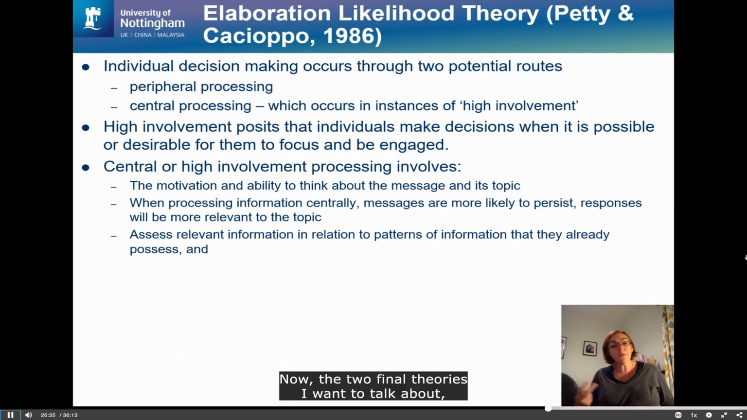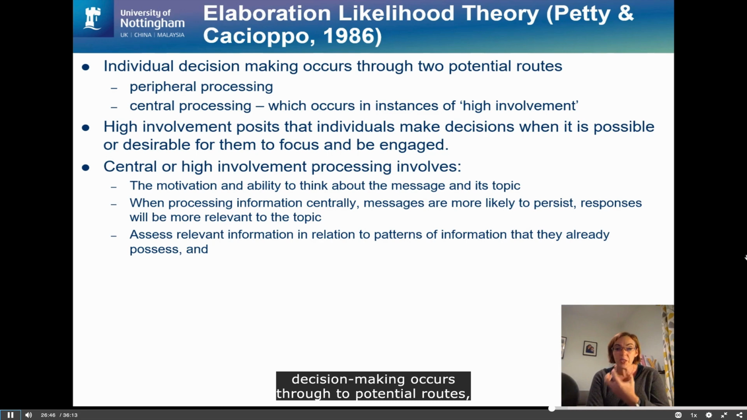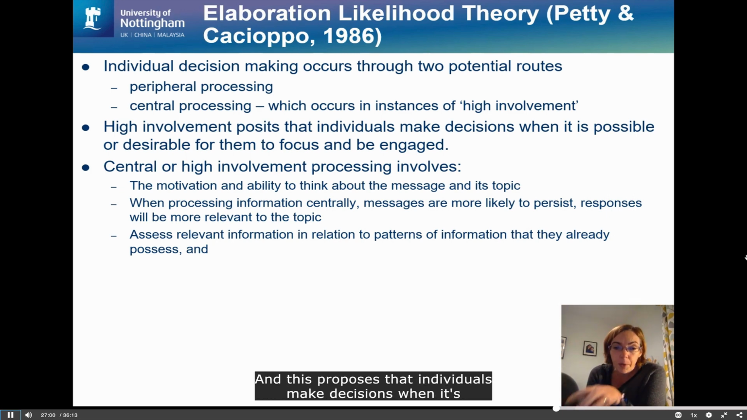Now, the two final theories I want to talk about. The first one is called elaboration likelihood theory. And this proposes that individual decision making occurs through two potential routes, which are called peripheral processing and central processing. And central processing is described as occurring in instances of what's called high involvement. And this proposes that individuals make decisions when it's possible or desirable for them to be focused and be engaged.